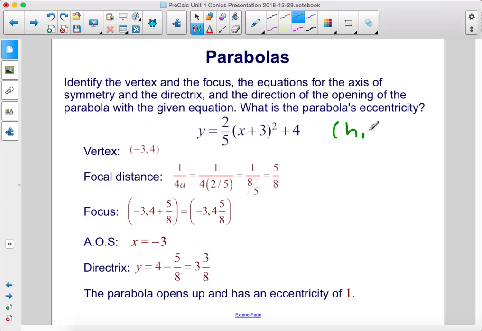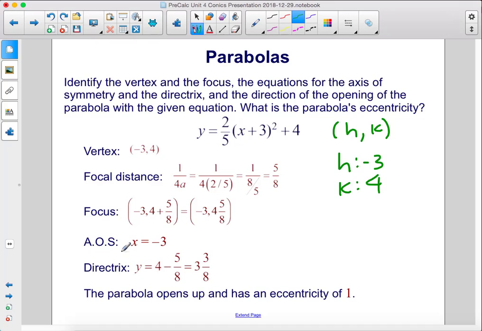Our vertex is at h, k. H is -3, since it's x minus -3, and our k is 4. So our vertex is at -3, 4. Our focal distance is 1 over 4a, and in this case, a is 2/5. So when you plug that in, we get that our focal distance is 5 over 8. The focus is at h, comma, k plus the focal distance, so that's -3, 4 and 5/8.